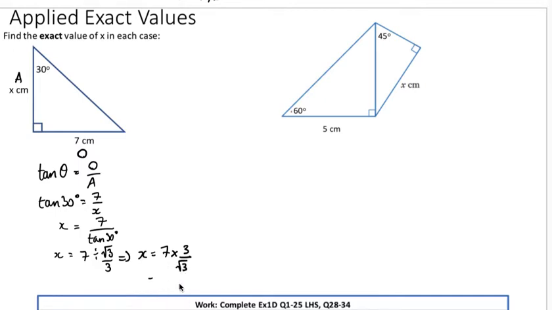If you want to rationalize the denominator, we need to times top and bottom by root 3. So this will become 21 root 3 on 3, which becomes 7 root 3 centimeters. We can put that in our diagram up there, 7 root 3 centimeters. Beautiful.